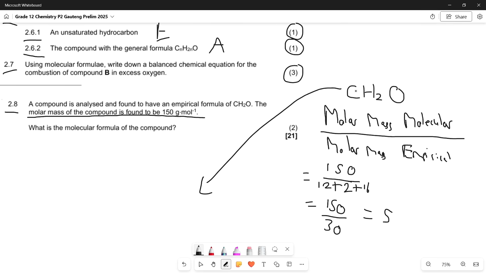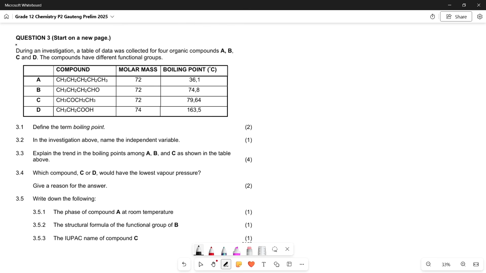We don't just put 5 in front of the whole thing. It's not like moles. We have to update the numbers, the amount of each element inside of this compound, which means if we are multiplying this by 5, we end up having a molecular formula, the actual formula in nature, not just the simplest representation. We have C5H10 and then O5. So we have C5H10O5, and that would earn us 2 marks over here and 21 marks for this whole section. Question 3, where we're going to look at boiling point and the common patterns in this section.